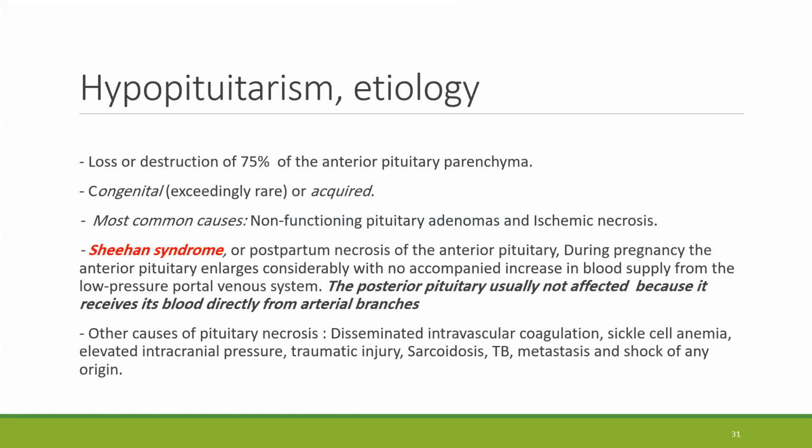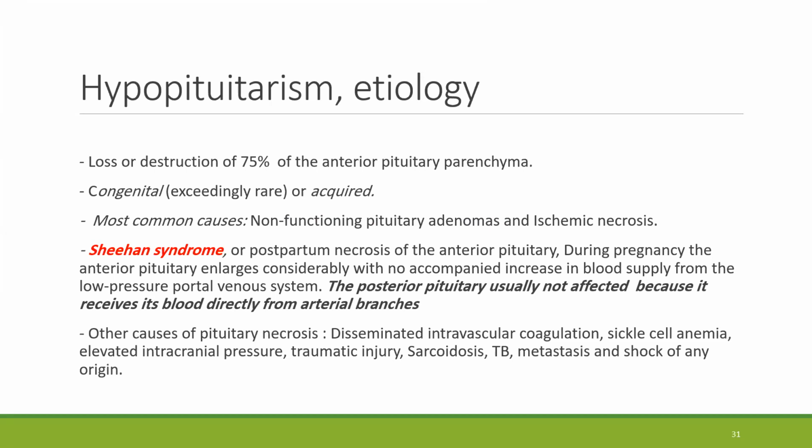Hypopituitarism, the etiology: we see either loss or destruction of more than 75% of the functioning anterior pituitary parenchyma. It's not easy to find destruction of more than 75% of the pituitary gland. Either congenital, which is extremely rare, or acquired disease. The most common causes are non-functional pituitary adenoma destroying the adjacent tissue, or ischemic necrosis of the pituitary gland itself.